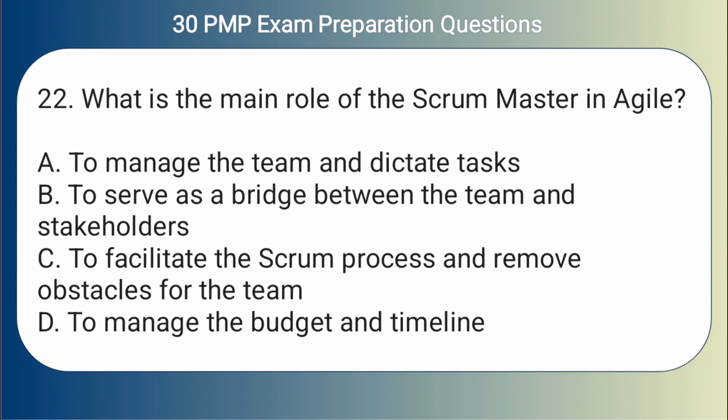Question 22. What is the main role of the Scrum Master in Agile? A. To manage the team and dictate tasks. B. To serve as a bridge between the team and stakeholders. C. To facilitate the Scrum process and remove obstacles for the team. D. To manage the budget and timeline.